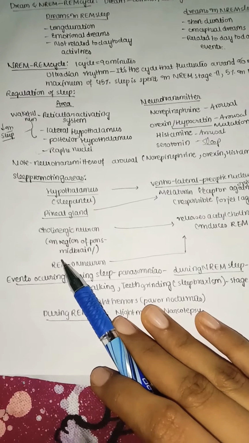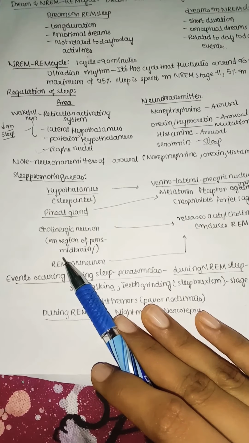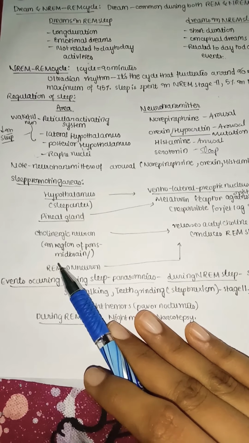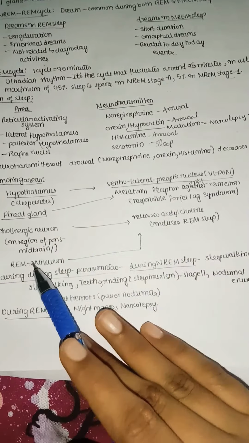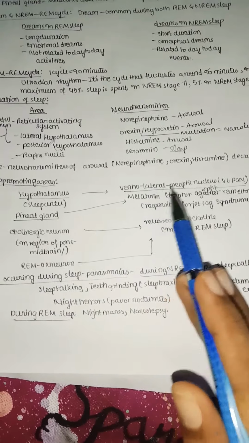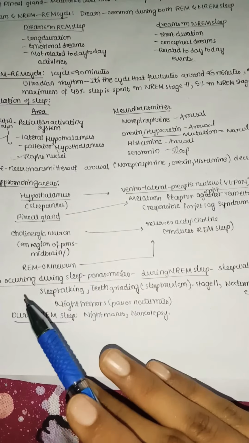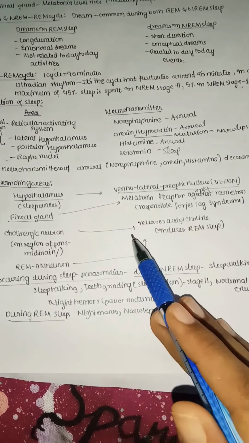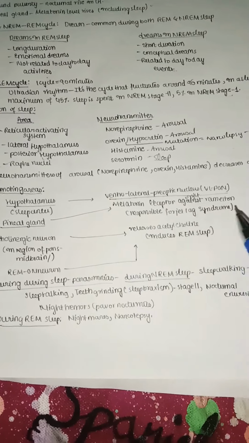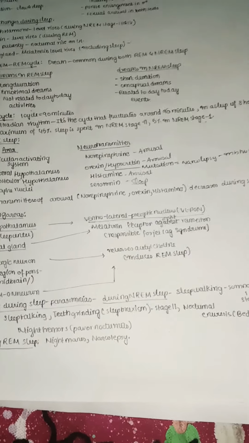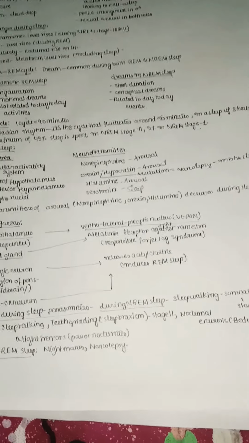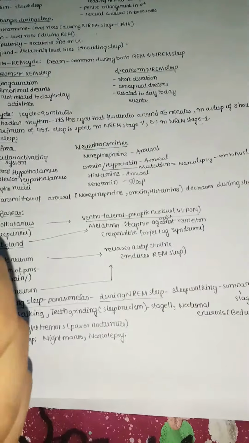Next let us see the sleep promoting areas. You have the hypothalamus, which has a sleep center, the ventrolateral preoptic nucleus. And in the pineal gland we have the melatonin receptor agonist. We also have ramelteon, which is used for jet lag syndrome. People coming from different countries with different timings have a disturbed sleep cycle, so to prevent that we can use ramelteon, which is an agonist of the melatonin receptor.